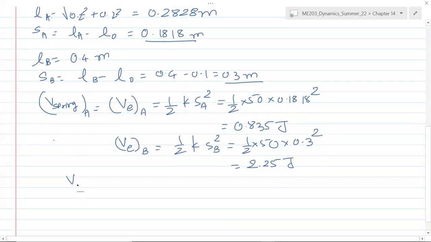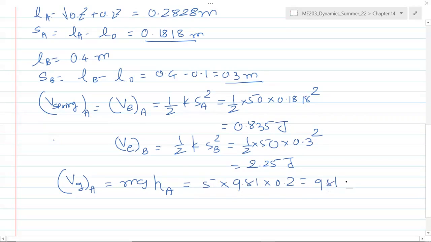Potential energy because of gravity, Vg at A, is equal to m g hA. That's 5 kilogram multiplied by 9.81 multiplied by 0.2 for hA. Vg at B is m g hB, which is 0 because hB is 0. B is at the datum.